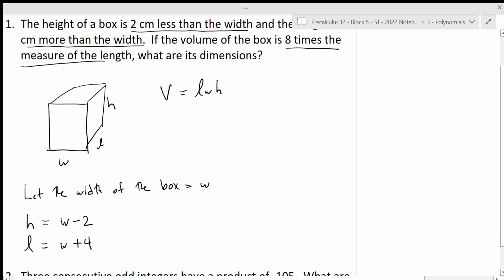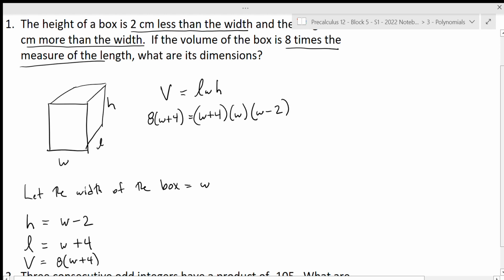So now we know the volume of the box is 8 times the measure of the length. So let's see if we can substitute our values for our variables. We've got V equals 8 times W plus 4. I'm writing that instead of the length. We've redefined the length in terms of the width here. So now I'm going to replace everything in my volume equation with what I've come up with in terms of W. So I have 8 times W plus 4 equals W plus 4 times W minus 2.